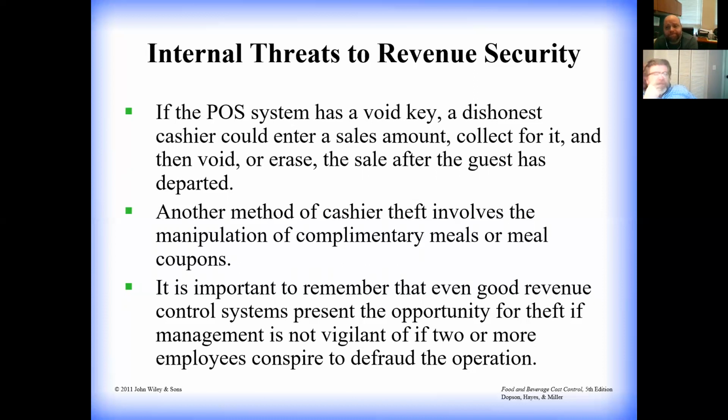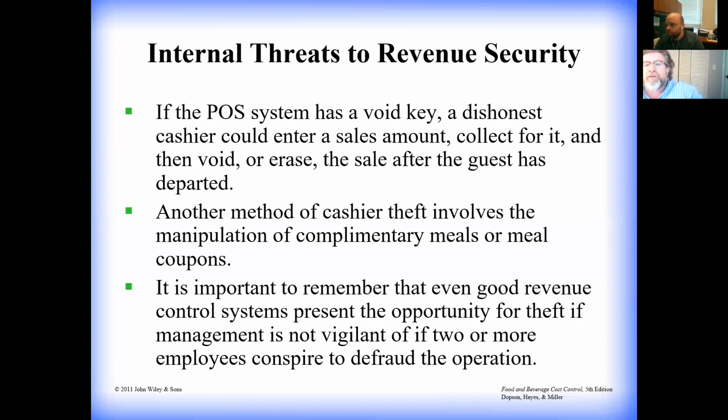Yeah, other threats. The void key. When it comes to voids and comps, the manager or a supervisor should be the only one who is able to do it. Because, first of all, if I can put in an order, collect the money, then void it off and make it disappear, you're just asking for someone to steal. Same thing with a comp: if I can give something away to a guest for free and collect the money, so there's no record, or if I can give something as a comp so that I can collect a bigger tip.